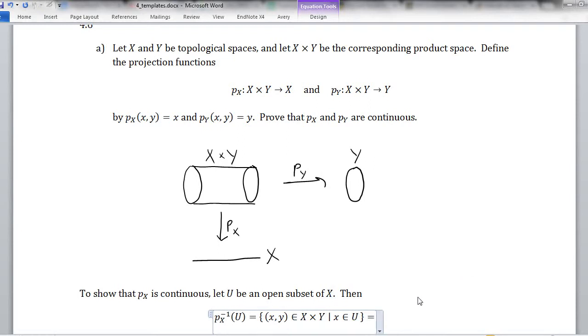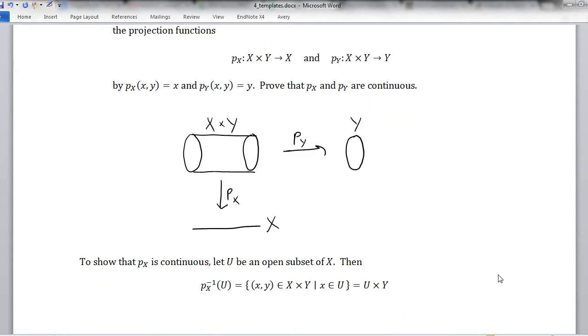But what is that set? The set of all (x, y) in X times Y, where x is in U. That's just the definition of the set U times Y, right? Because the first coordinate has to be in U, and the second coordinate can be anything in Y.